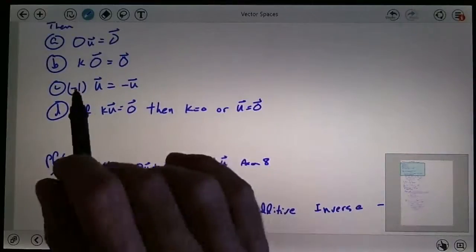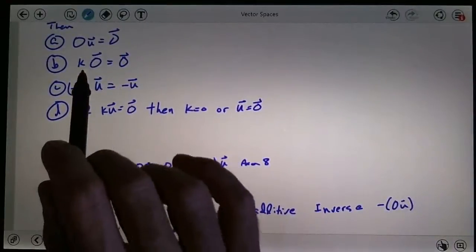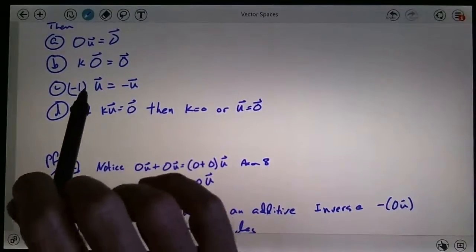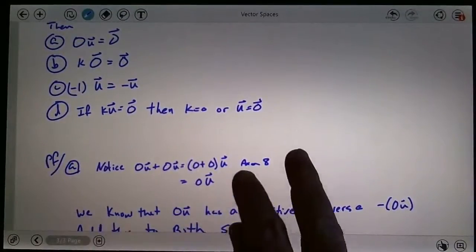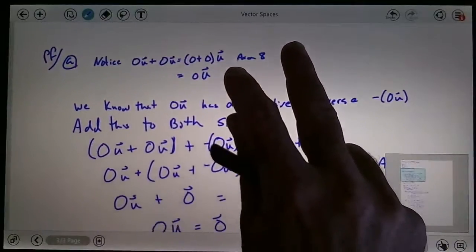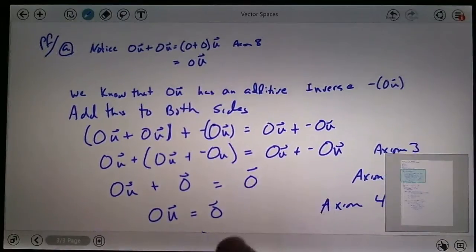It turns out C is in the book, and A is in the book too, but I'll walk you through A. B and D are left as exercises, and we'll probably do those maybe in class. Or you can try them on your own. So here's the proof of part A.